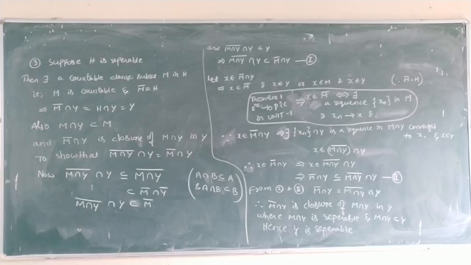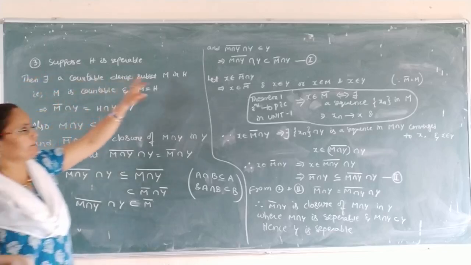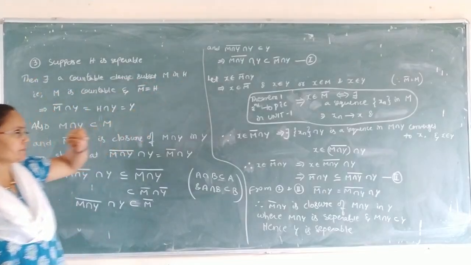Right now our third bit is, suppose H is separable, we have to show that Y is also separable. For this, H is separable. Separable means to say it has a countable dense subset. So then there exists a countable dense subset M in H.